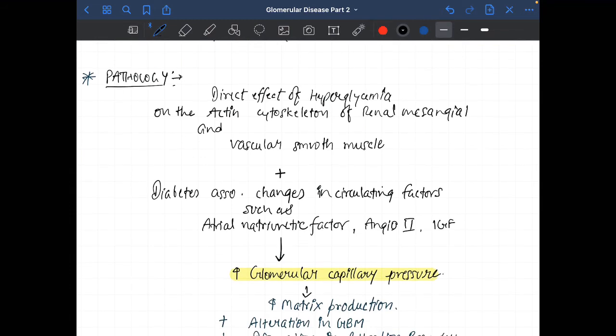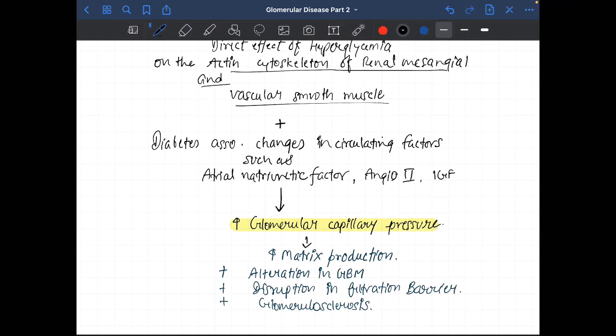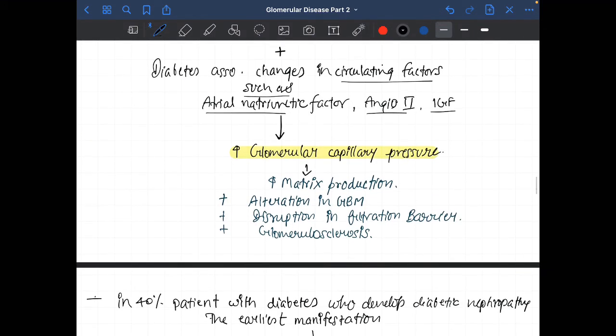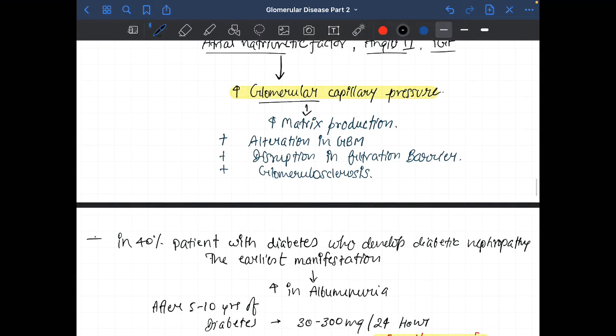In the pathology, there is a direct effect of hyperglycemia on the actin cytoskeleton of the renal mesangial and vascular smooth muscle cells, along with diabetes-associated changes in circulating factors such as atrial natriuretic factor, angiotensin 2, and IGF, which both lead to an increase in pressure of the glomerulus. So there will be increased glomerular capillary pressure. This increased pressure will further cause increased matrix production, alteration in the GBM, disruption of the filtration barrier, and glomerulosclerosis.